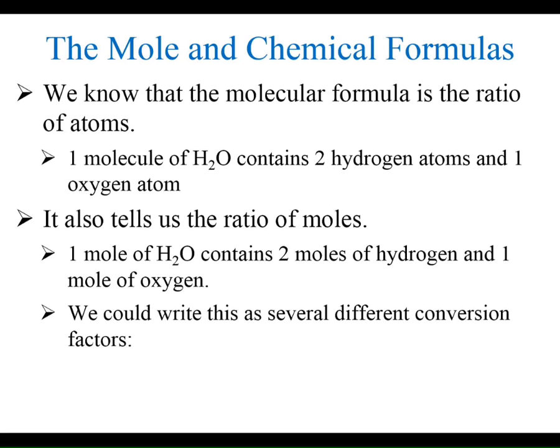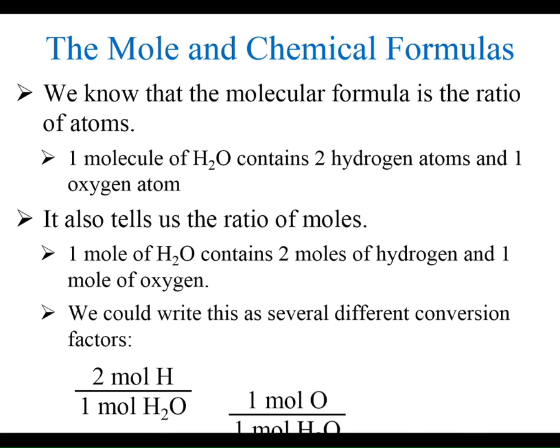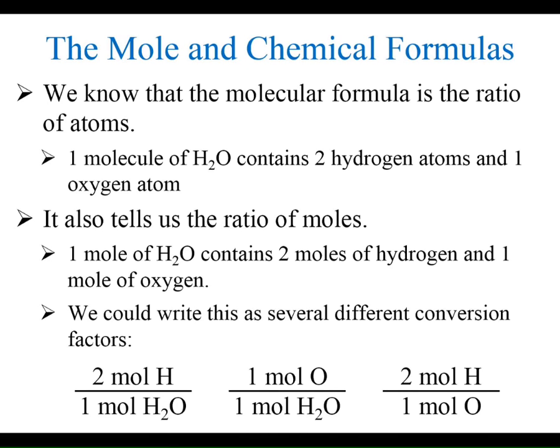So I could imagine writing a bunch of different conversion factors in that. 2 moles of hydrogen per 1 mole of water, 1 mole of oxygen per 1 mole of water, or 2 moles of hydrogen per 1 mole of oxygen. So that all just comes out of the formula, right? H2O, H2, 2 hydrogens, O, 1 oxygen. So that's a new way of doing a conversion.